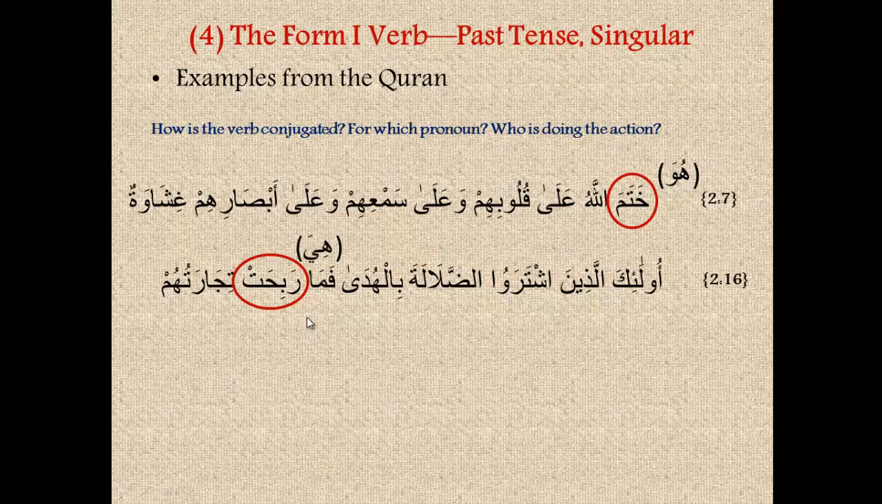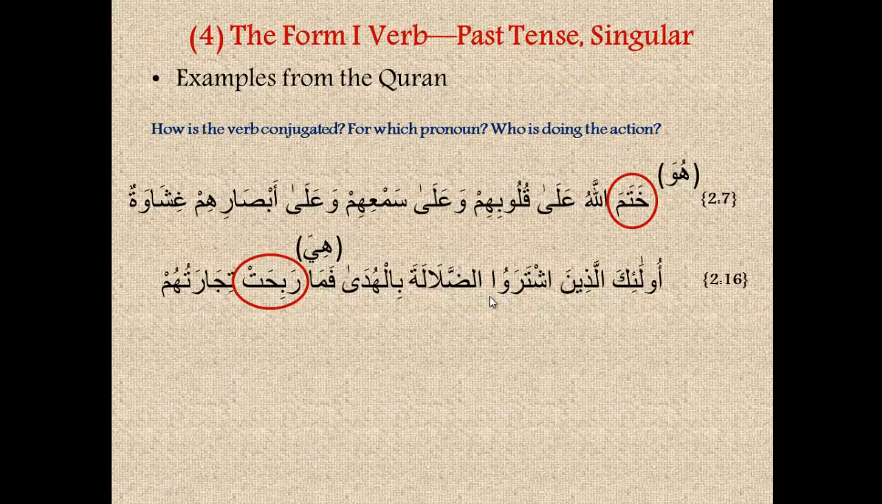Hiya, she. And who is doing the action? Tijaratuhum. Fama rabihat tijaratuhum. It is conjugated for tijara, which is feminine. And the meaning is basically their transaction or their business did not profit them, was unprofitable. So the verb is conjugated for hiya, and the thing doing the action is tijara.